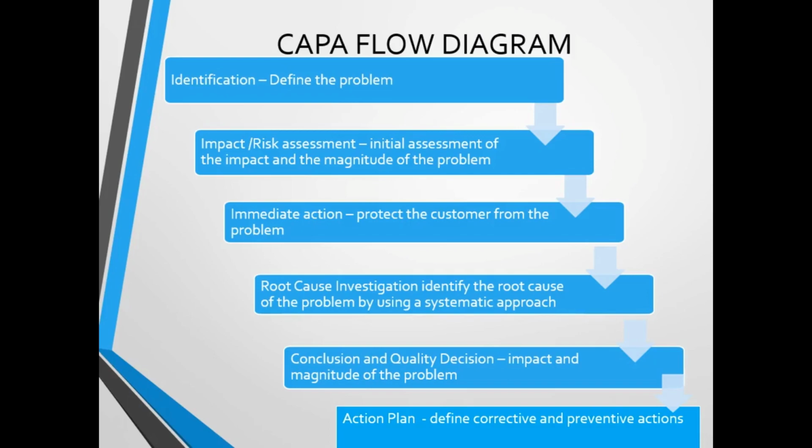So conclusions and quality decisions. You summarize the identified root cause, you summarize the impact and the risk for the customer or the company. You need to document your quality decision, so there either is no impact on the product quality, so the product can be released, or the product can be rejected due to major impact, or the product can be recalled.